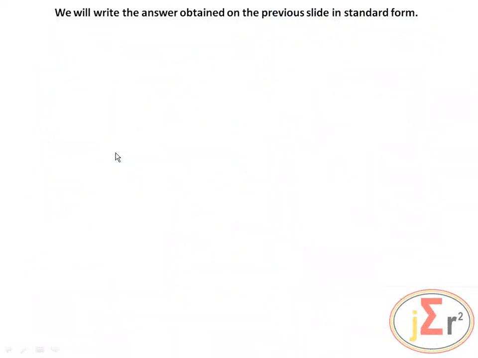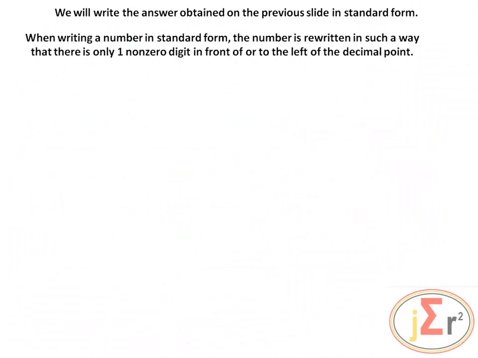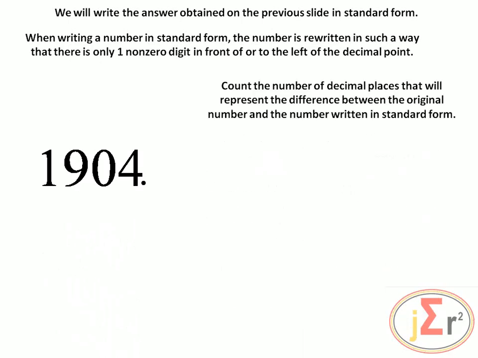We will write the answer obtained on the previous slide in standard form. When writing a number in standard form, the number is written in such a way that there is only one non-zero digit in front of, or to the left of, the decimal point. That is what we have. 1,904.